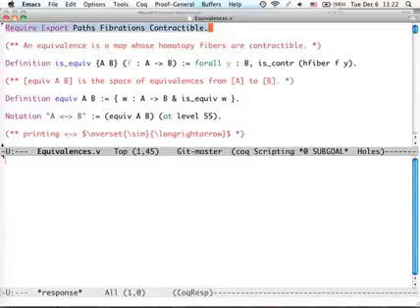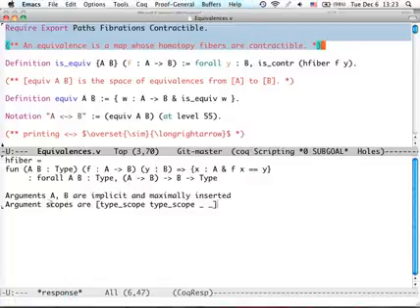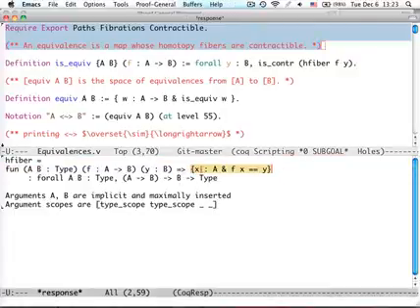So we start with the notion of is equivalence. And when you see these parentheses, this means this is an implicit argument, you don't have to specify it, and so on. So given spaces A and B, a map F is an equivalence if for all Y in B, the H fiber is contractible. I can ask, what is the H fiber, for example? And it tells me that the H fiber is this thing here.